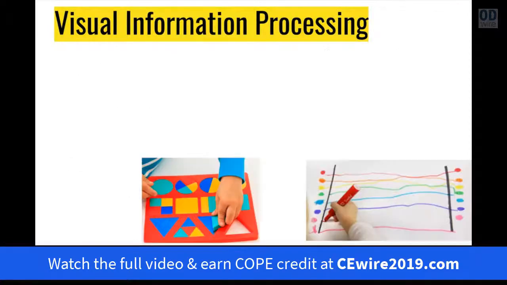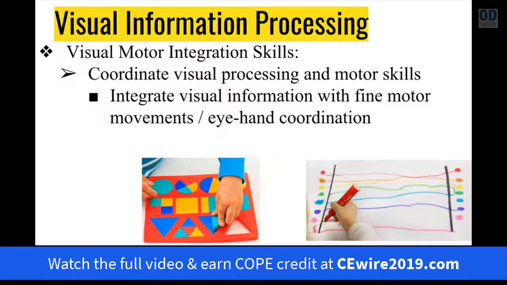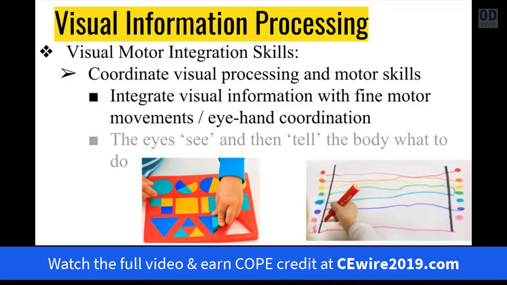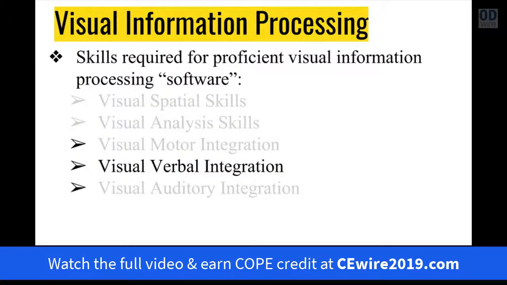For visual motor integration, that is the coordination of the visual processes and your motor skills. So integrating the visual information with your fine motor movements or your eye-hand coordination. So the eyes see and then they tell the body what to do. So if there's difficulty with visual motor integration, the patient is going to have difficulties with reversals, transpositions, writing within the lines, misorganization, their pencil grip, writing posture, cutting, tying their shoes, things like that.